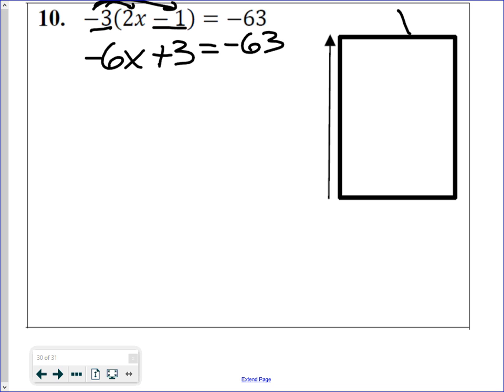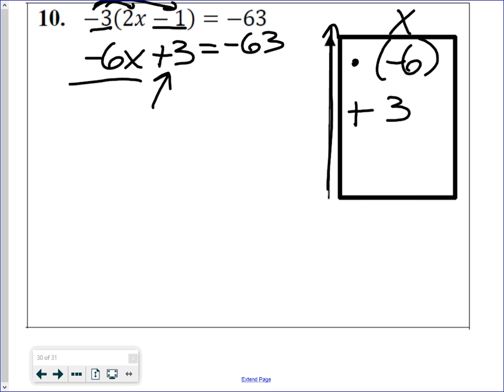Now we can use our box to solve it. Just have to write what's happening to x. First thing happening to x is it's being multiplied by negative 6. The next thing that's happening to it is it's being added to by 3. Now with our box here, we're going to go bottoms up and do the opposite. We're going to minus 3 from both sides, and then we're going to divide by negative 6. The best part about this box is we know exactly when we need to stop. We know exactly what we need to do now. We just have to do it. So let's get to it.